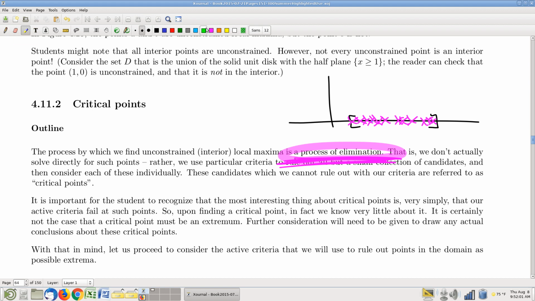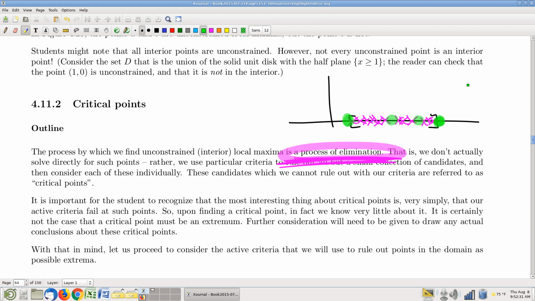I can't eliminate this point because it's on the boundary and I'm not allowed to go to the left. I can't say, hey, just go to the left and the function's increasing. I'm not allowed to go to the left. And I can't eliminate this right endpoint. That's why you have to always check the boundary points. I also can't eliminate that point perhaps because maybe the derivative is 0 there, and likewise there. But the vast majority of the points in the domain I can eliminate. Those are not what I'm looking for.